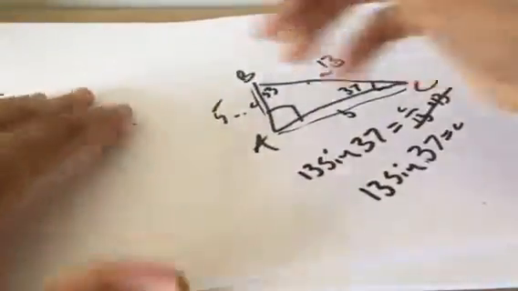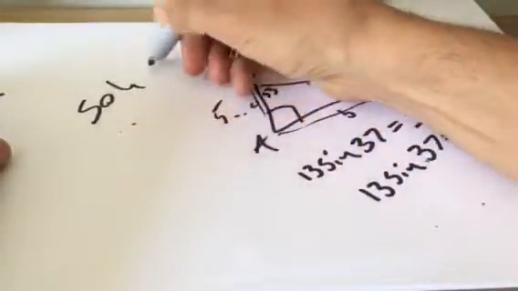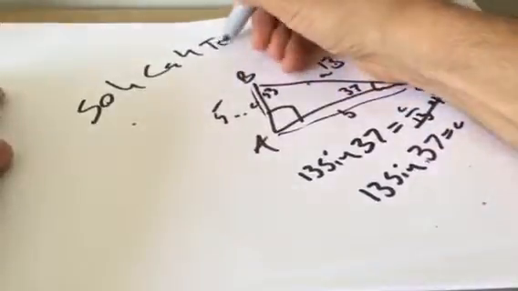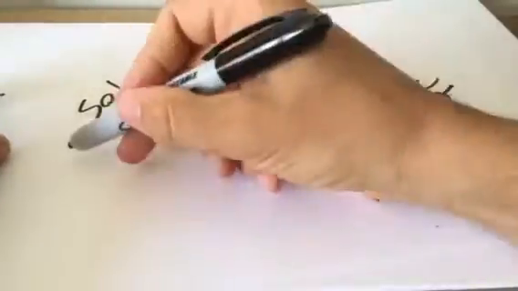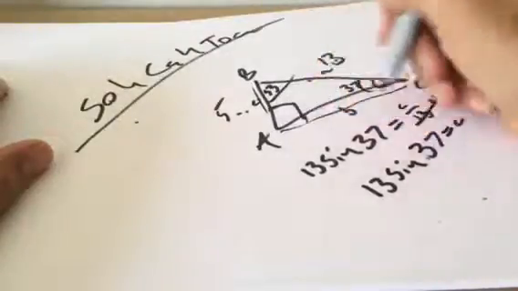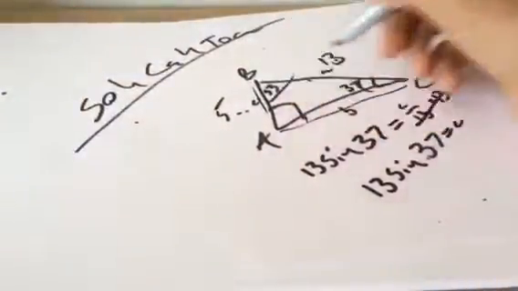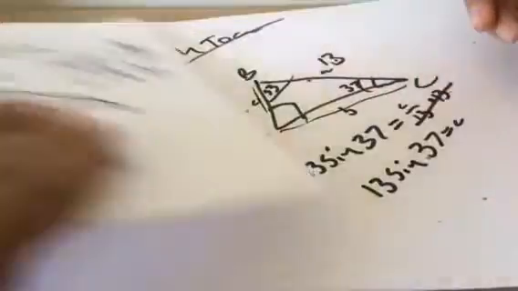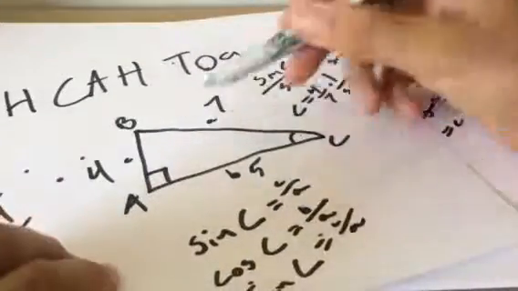So again, SOHCAHTOA is a way to find missing angles in a right triangle or missing sides in a right triangle. Here are the sides that are missing. Here are the angles that are missing right here.